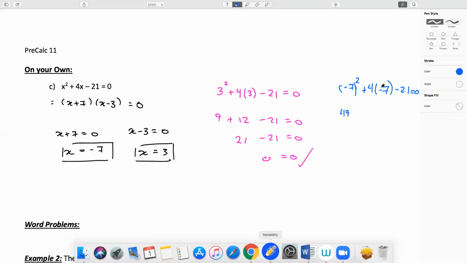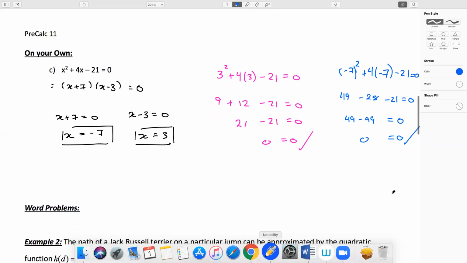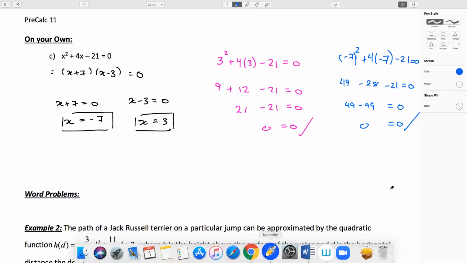4 times 7 is 28, but this will be minus 28. Minus 21 equals 0. 49 minus 49 equals 0. 0 equals 0, and it works. Like I said, I'd like to see you testing these out for now, but it's not a step you have to do absolutely every time.